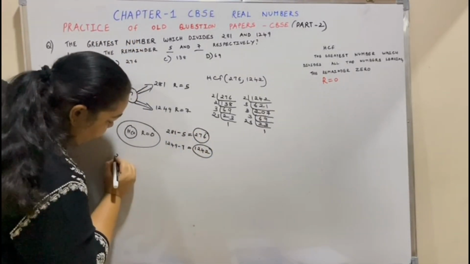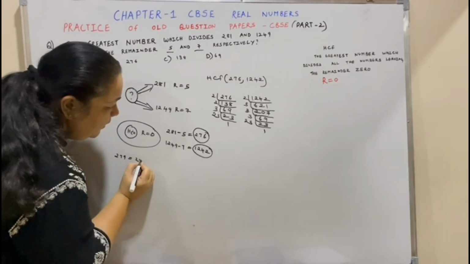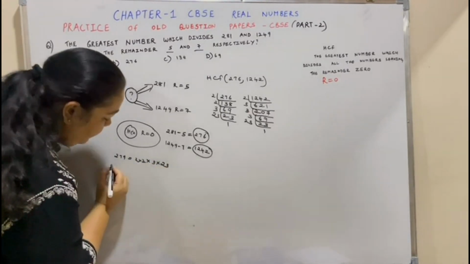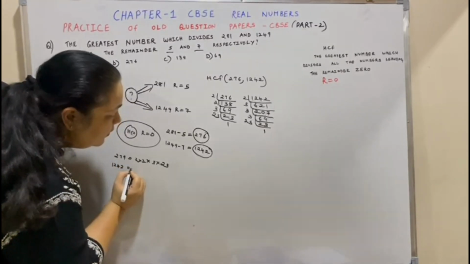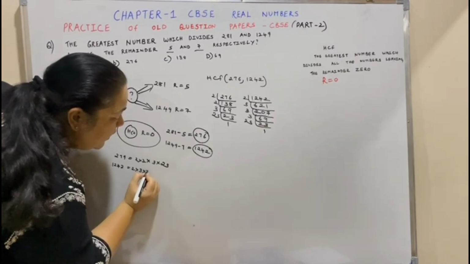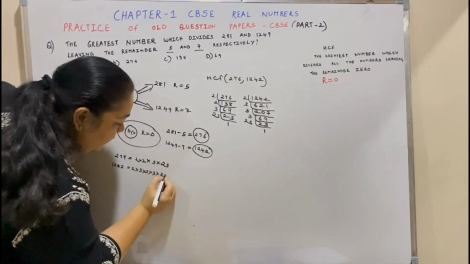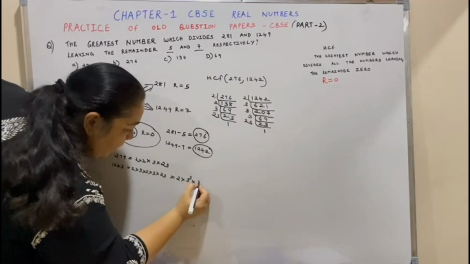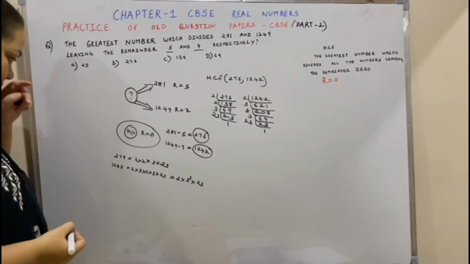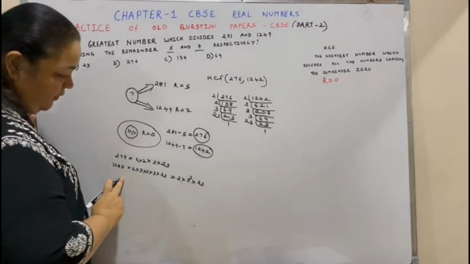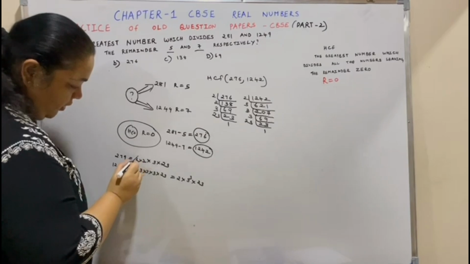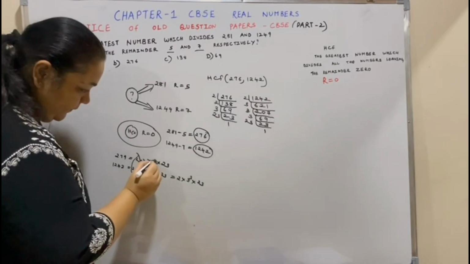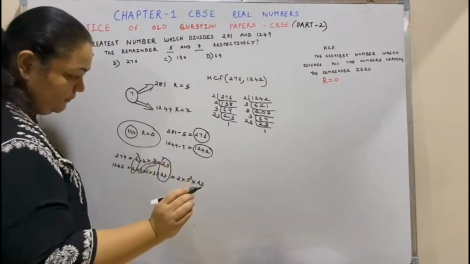So what is the prime factorization of 276? 2 into 2 into 3 into 23. And for 1242, 2 into 3 into 3 into 3 into 23. So here we can write it as 2 into 3 cube into 23. Now what is the rule of HCF? Only take the common. So what all commons are there? 2 is common, then one 3 is common, and then 23 is common, that's all.